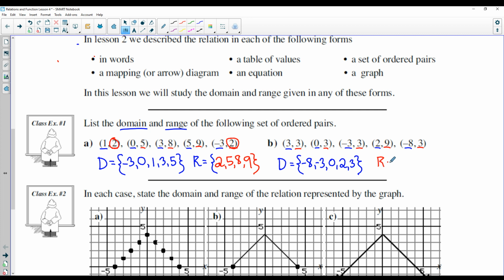If any of these numbers repeat, you do not need to write them down multiple times. So here the 3 does repeat 4 times. We're just going to write it down once. So all my possible output values in this relation are either 3 or 9. And that defines what the range is. That's how we can do this from a given set of ordered pairs. Now let's look at this graphically.